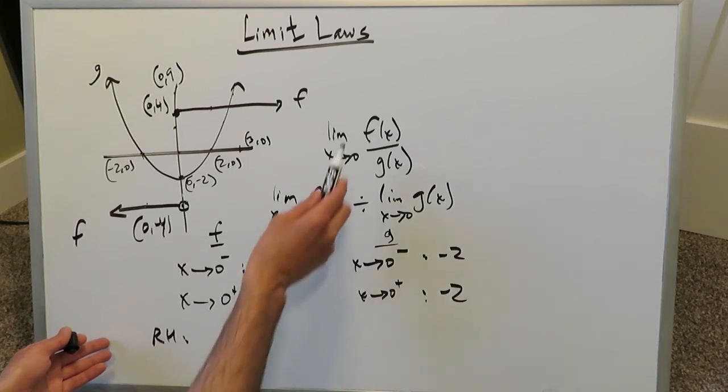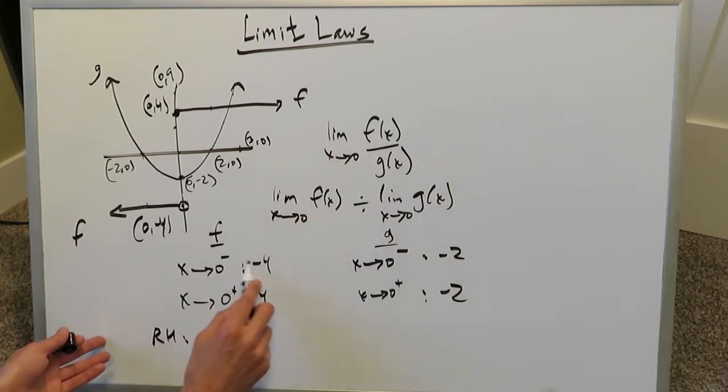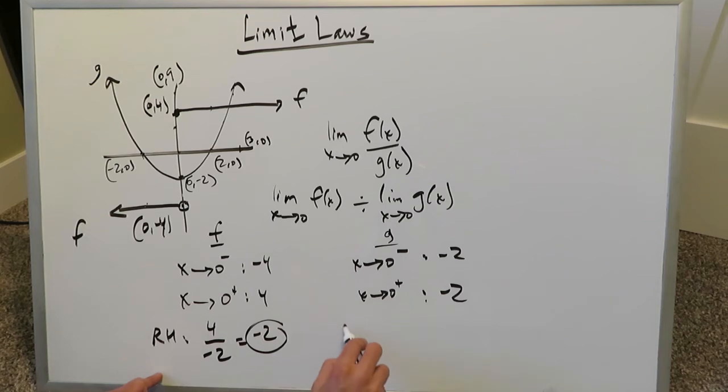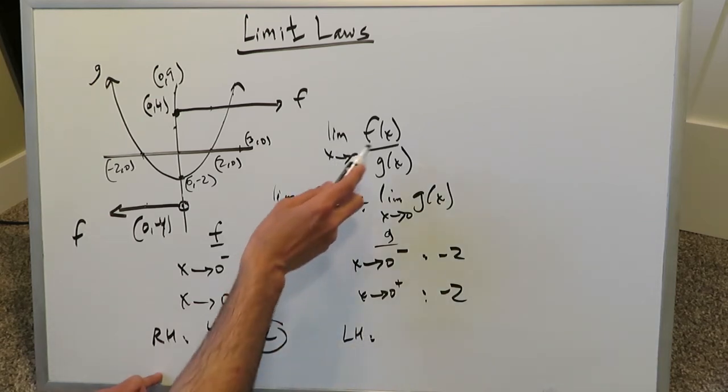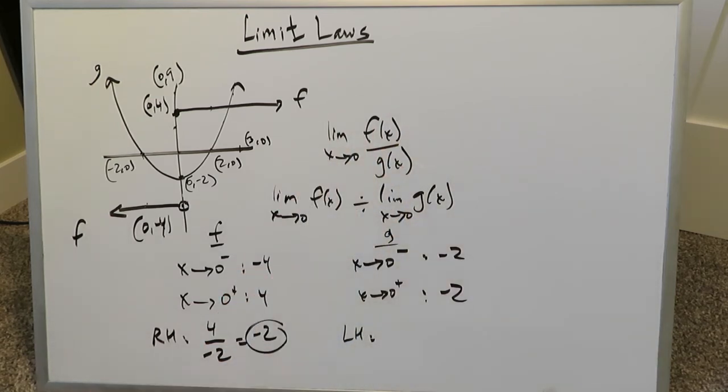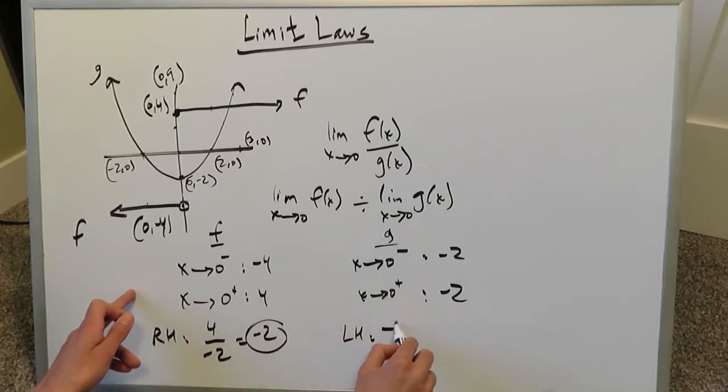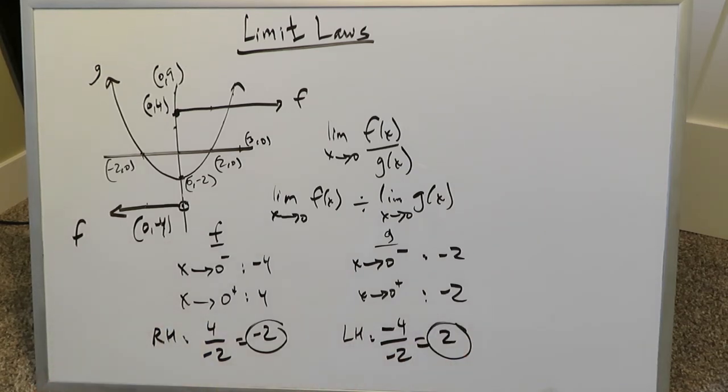For the right hand answer, remember it's f of x divided by g of x. So you look over here, right hand, it's a 4 divided by minus 2, and you get a value of minus 2. That's your right hand limit, minus 2. From the left hand, this value here represents this compound function. For the left hand, you're looking at the left hand values. You have a minus 4 for f of x divided by minus 2, and you get a value of 2, and that's the value over here.